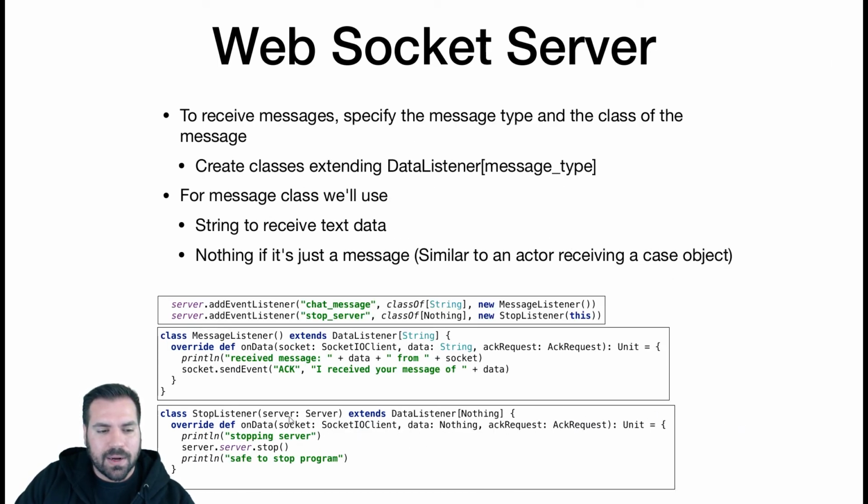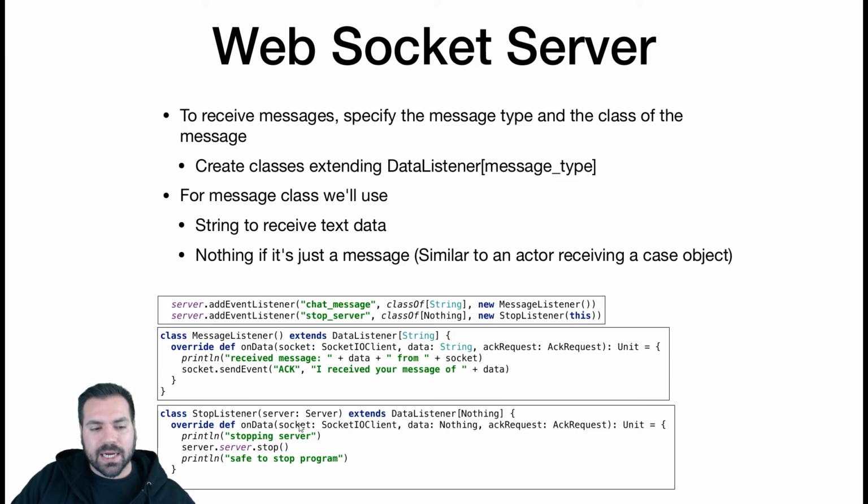This is something I wanted to mention. These classes that we're extending, the data listeners, are full classes. Whatever you can code in a class, you can put in these classes. You have to have the onData method, but beyond that, you can add whatever you want to it. So, for example, in the stop listener, we added a constructor parameter, which takes a reference to a server, and then we passed in the server to this data listener.